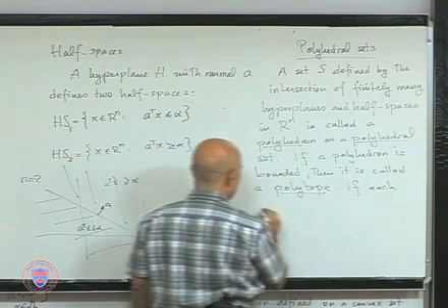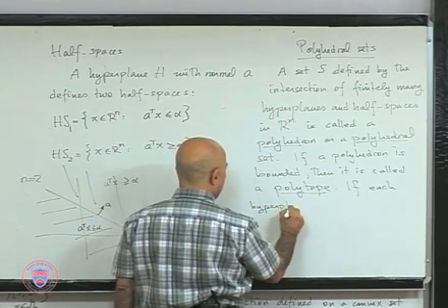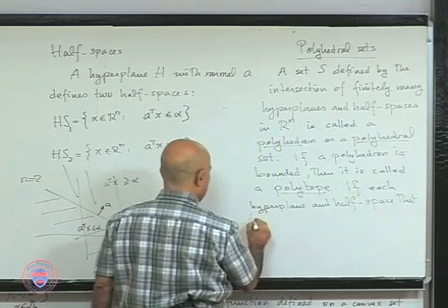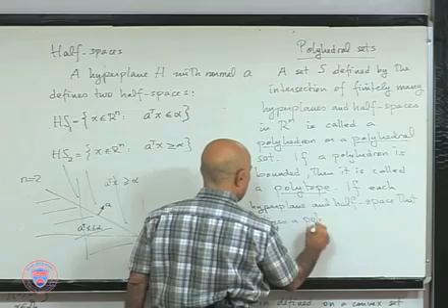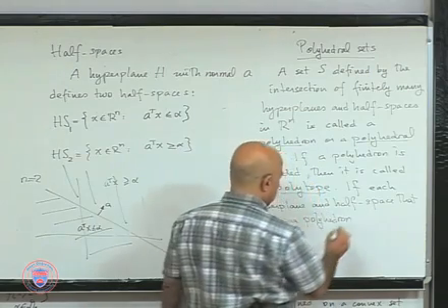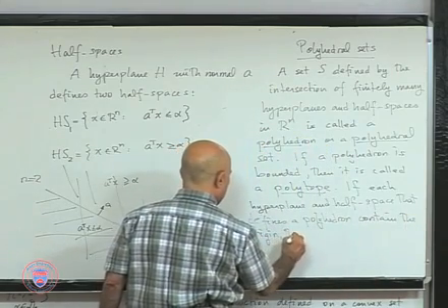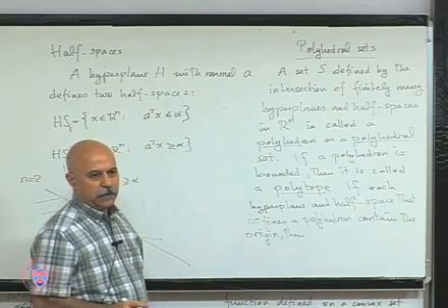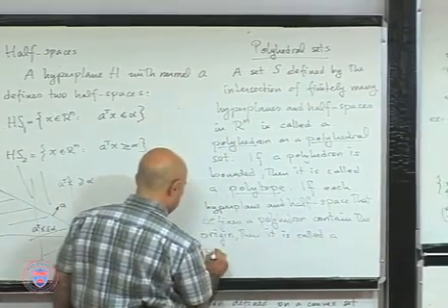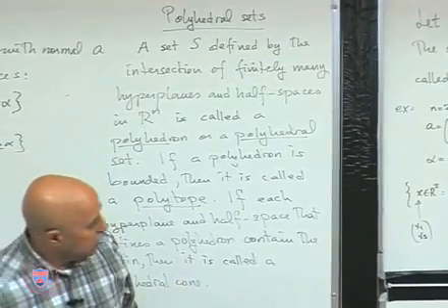If each hyperplane and half space that defines a polyhedron contains the origin, then such a polyhedral set is called a polyhedral cone. So let's just draw some pictures.